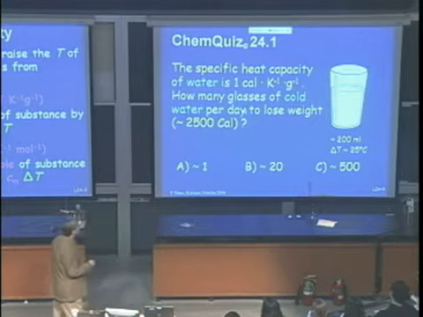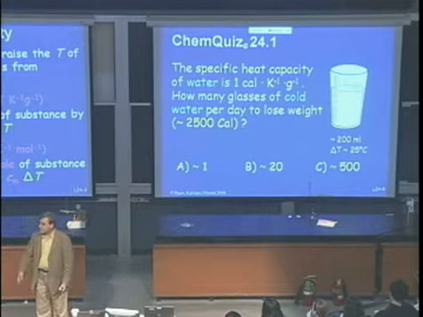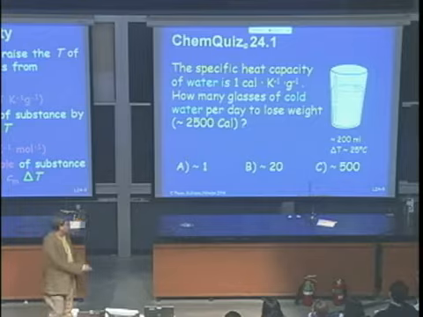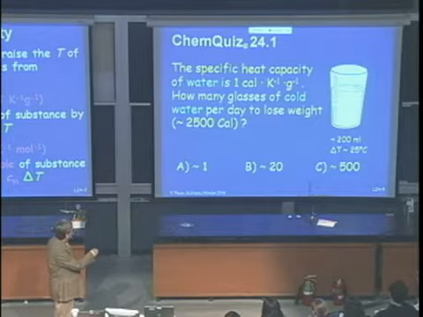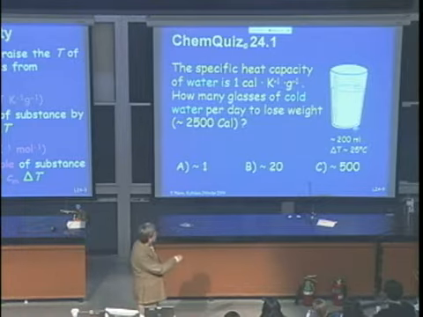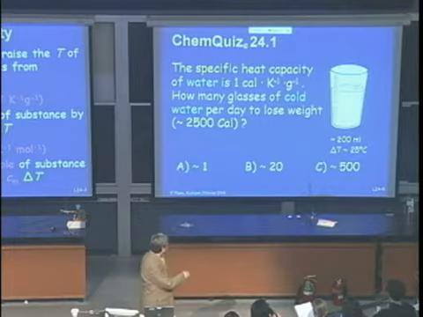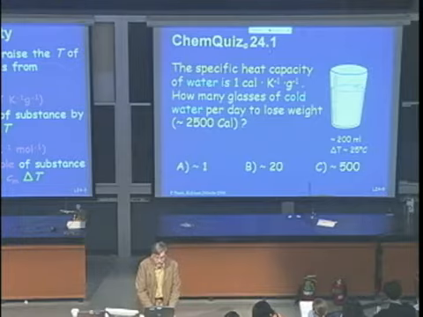So this is your daily intake here, and that's what you would need to lose, so that you stay plus minus 0, and if you don't eat less, then you start losing weight. So if you want to lose 2,500 calories, how many glasses of water would you have to drink? 1, 20, or 500? The water is about 200 milliliters. The density is 1, as you know, and the delta T is 25. Why don't you think about this and give me your answer?